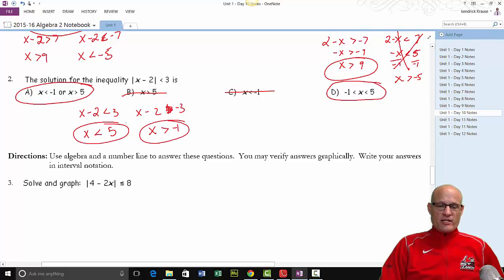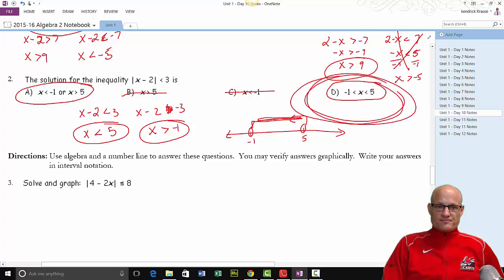I don't know which one it is until I grab the number line. Here's negative 1, and here's 5. It's got to be less than 5, or it's got to be greater than negative 1. So this is the connected dots. Anytime it's connected dots, this is your answer.